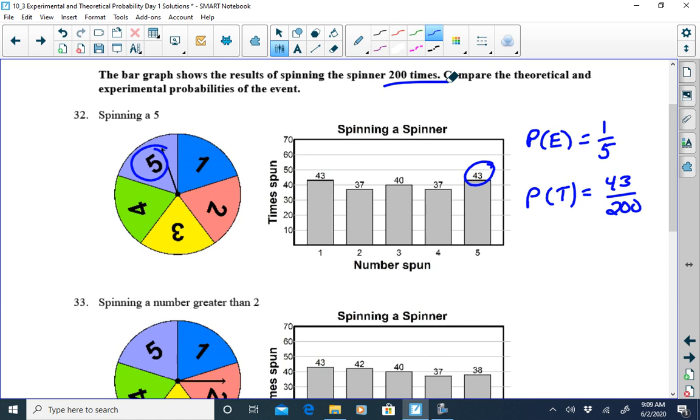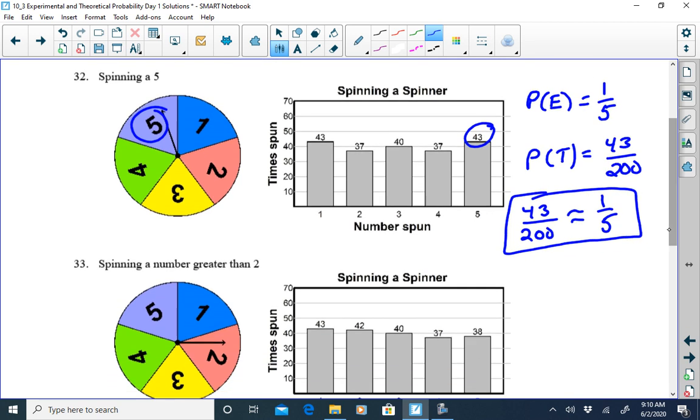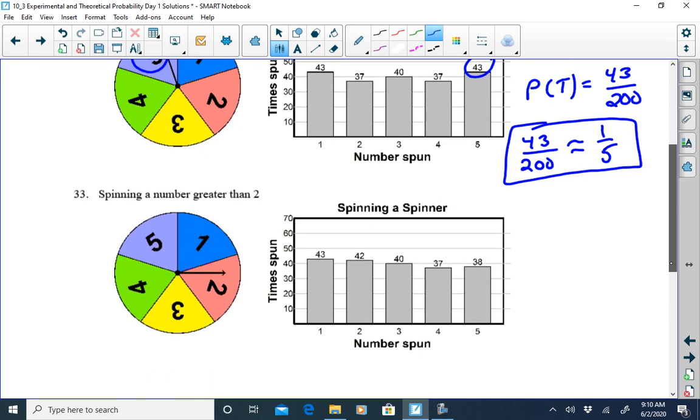So you're asked to compare, and anytime you're asked to compare amounts in a math class, you always want to use greater than, less than, or equal to. Well, 43 out of 200 is a little bit more than 1/5, but they are approximately equal. All right, so your theoretical probability is approximately equal to your experimental probability in this first case, because 43 out of 200 is very, very close to 1/5.